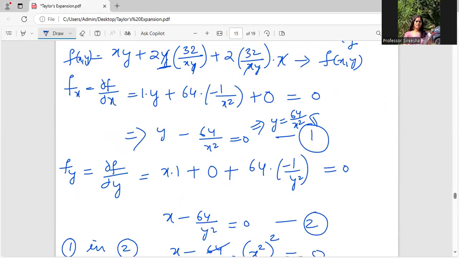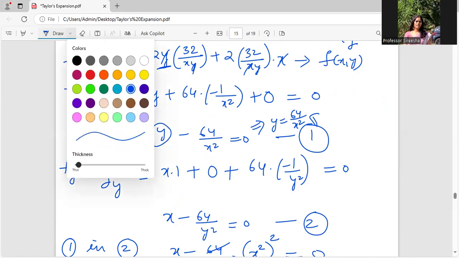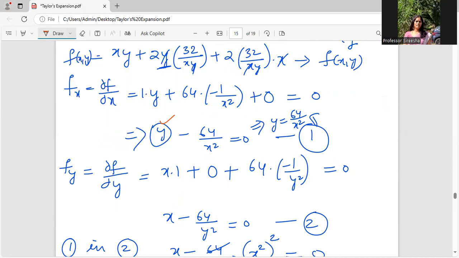Yes, please see here, fx. I'm doing the x derivative of fx once again with respect to x. So the y term, its derivative with respect to x, would be 0. Yes or no? Minus 1 by x squared, its derivative would be what? Or 1 by x squared, its derivative would be minus 2 into x cube. Minus of minus becomes plus. 64 into 2 would give me 128.